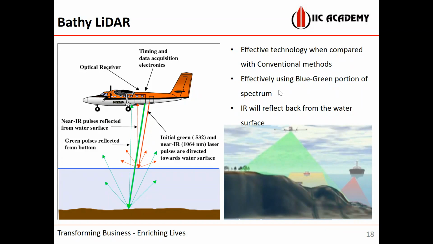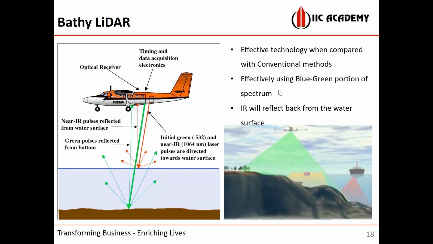Compared to the conventional techniques, this is the best survey methodology for getting near shore features, and data processing is also very quick. We use the blue green portion of the spectrum and also IR. Blue green will penetrate into the water, hit the bottom, and get back to us with the reflected information. But infrared will give the water surface. So you know the difference, and you can easily calculate the water depth.